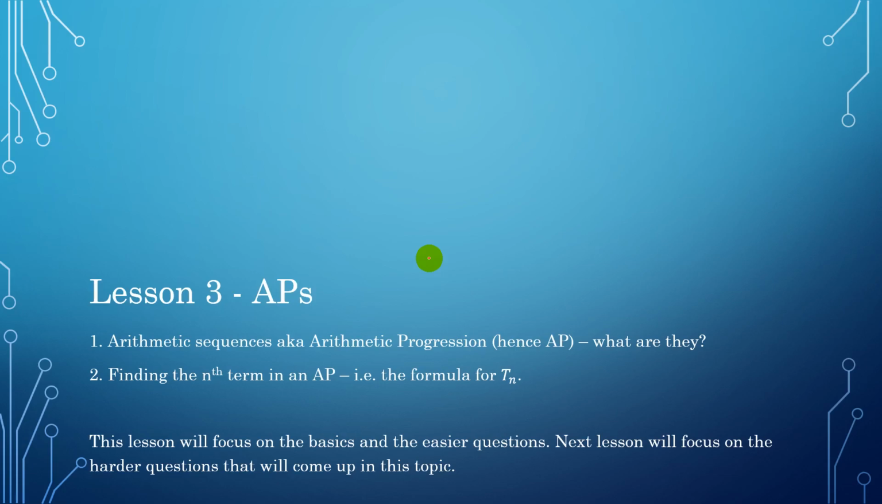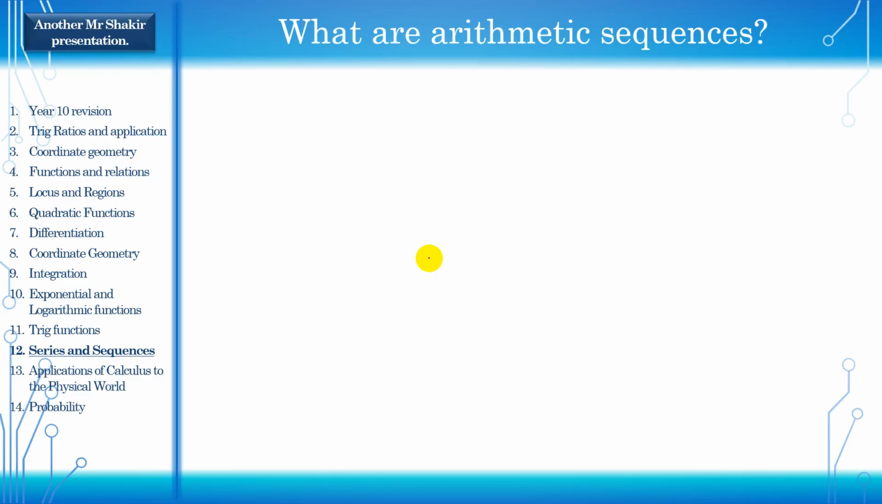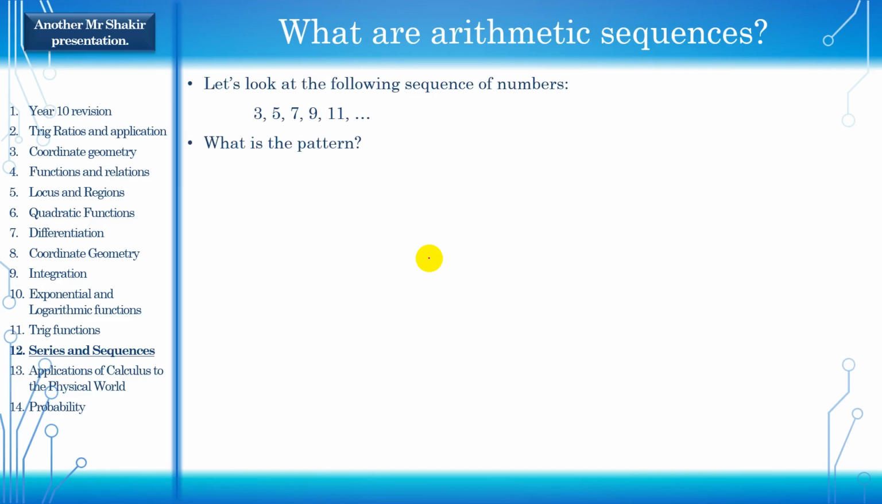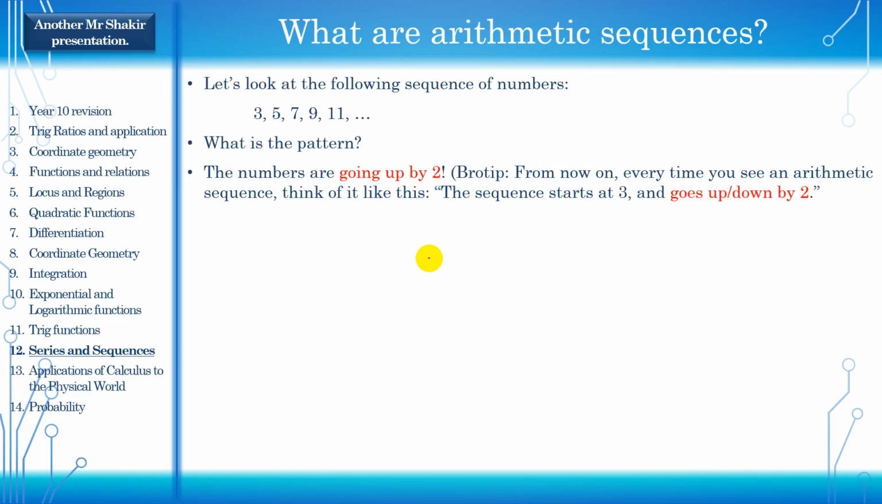We'll be doing the easier questions today, just the basics, and the harder stuff we will do in the next lesson. Alright, so what are arithmetic sequences? Let's look at the following sequence of numbers: 3, 5, 7, 9, 11. So what's the pattern? You can see it's going up by 2.